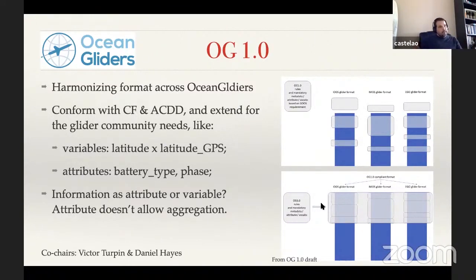So that this new OG 1.0 would conform and extend CF and ACDD, and aggregate some specific needs for the gliders. For instance, one example is we have the GPS only once the glider is on the surface, when usually you have the CTD off. So we have the latitude GPS and the latitude that's the interpolated one on the subsurface, which some people like to work with. Another important one is the phase of the dive, so whether that measurement was done during the descending phase or just surfacing.